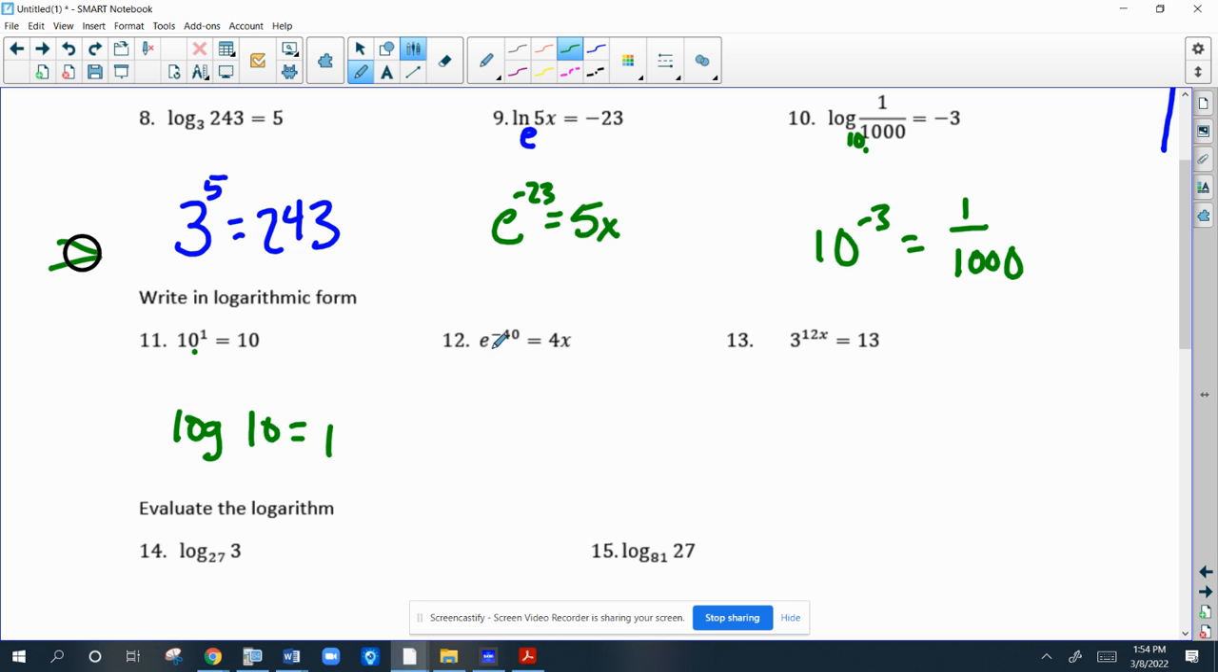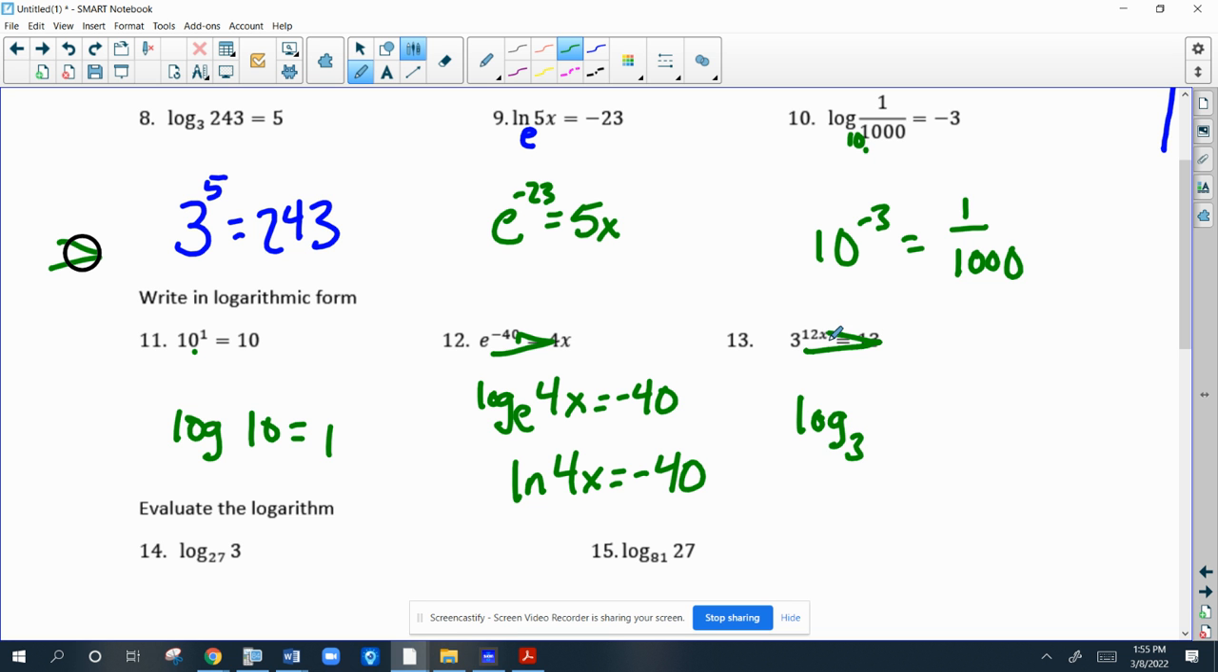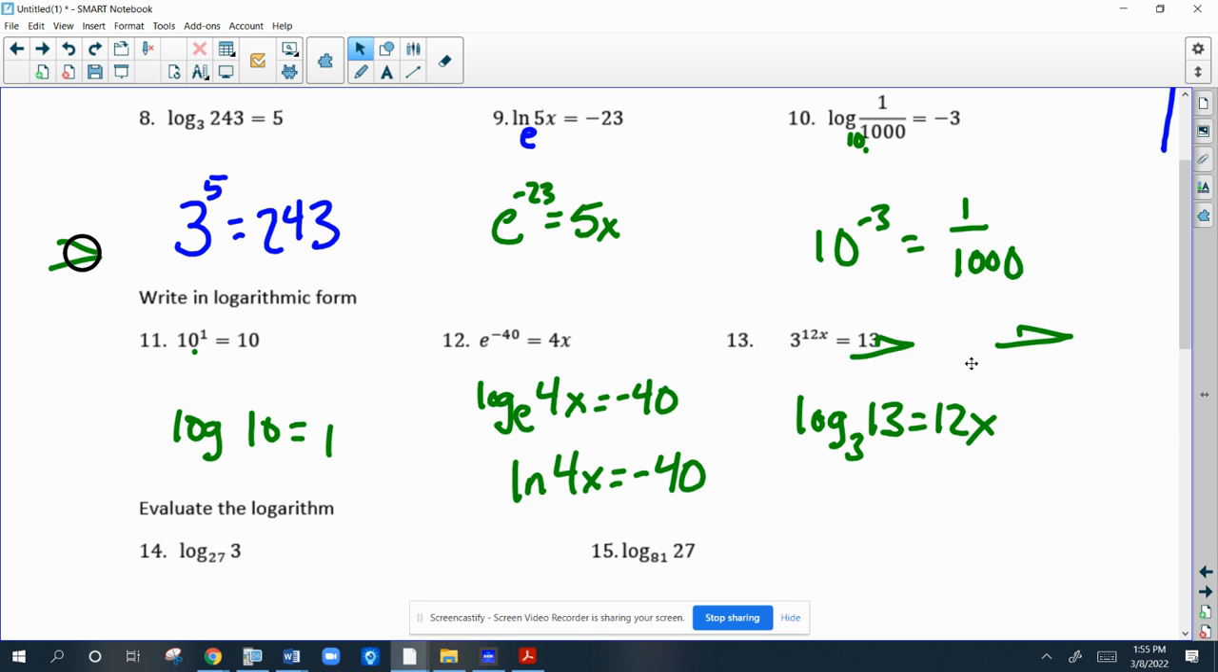So now this next one, log base e. Now I'm going to change that because you don't see log base e. That's going to become a natural log, but I'm just going to follow the rules here. Log base e of 4x equals -4 equals -40. Now log base e is the natural log, so you write it as ln instead of log base e. That's it. And finally, the last one is pretty simple. Log base 3 of 13 equals 12x. And now it's in logarithmic form, and we are done with that set of problems.